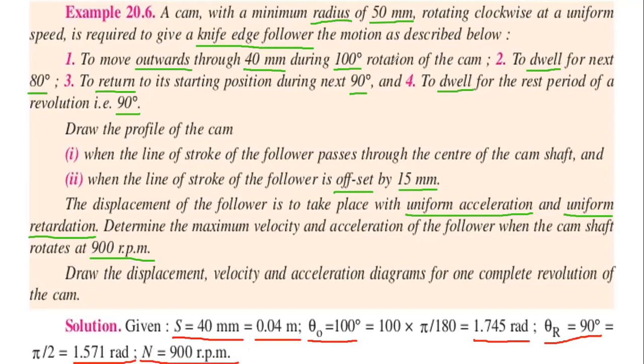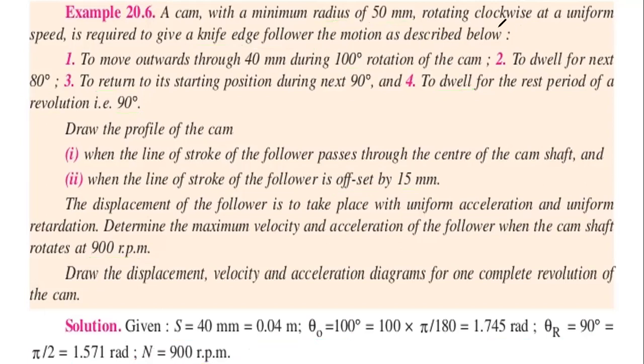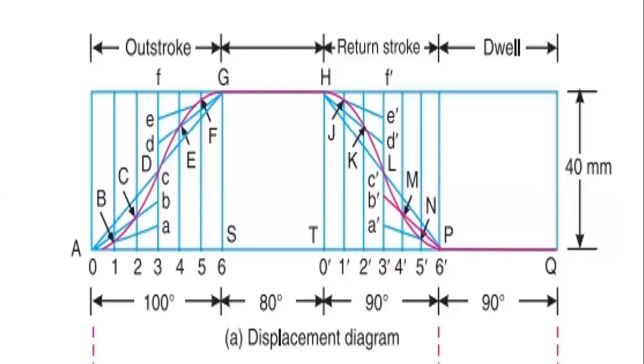So these are the given data. From these, first of all, you have to draw the displacement diagram for the motion of the follower, that is uniform acceleration and uniform retardation. And the follower is a knife edge follower here. In the displacement diagram, we do not need the type of follower. We only have to take the type of the motion, that is uniform acceleration and uniform retardation. So going to the displacement diagram, this is the displacement diagram you have to draw.